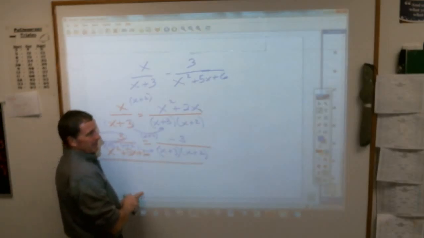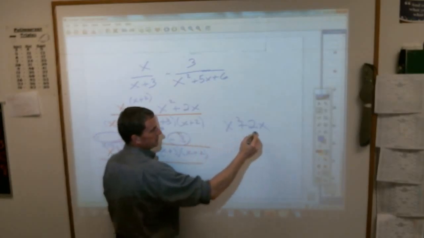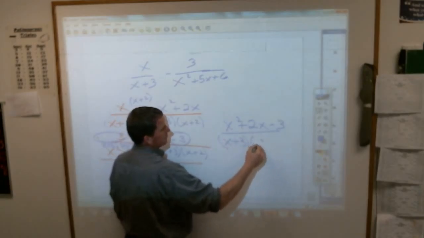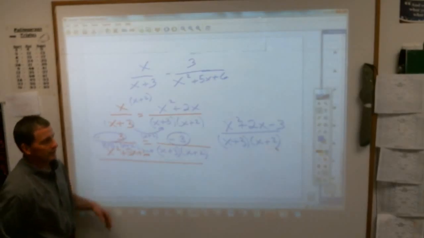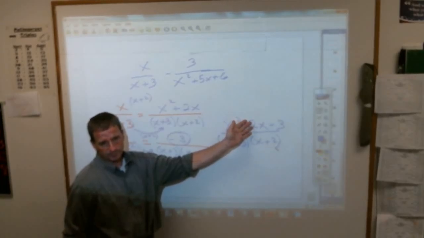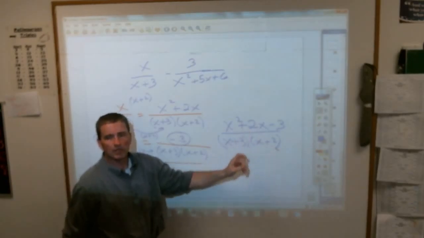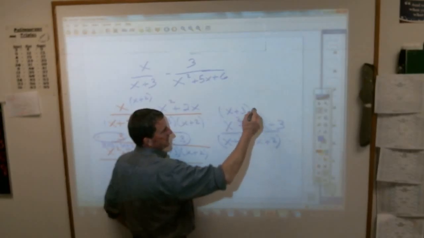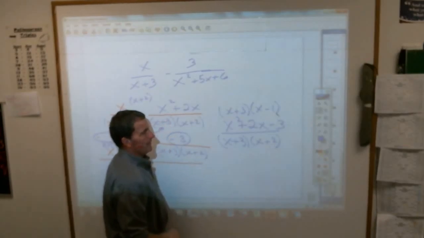When I add the tops together, I'm left with x squared plus 2x minus 3 over x plus 3 times x plus 2. And the only way that is going to simplify is if I get one of these two factors on top. What does this factor into? This one does factor. What times what gives you negative 3 when added together gives you positive 2? x plus 3 times x minus 1. Correct.